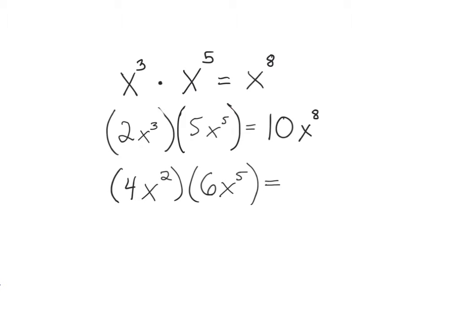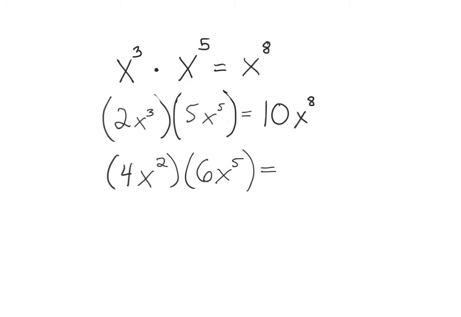Try this one on your own. The answer here is 24x to the seventh, because the coefficients multiplied, 4 times 6 gives you 24, and x squared times x to the fifth gives you x to the seventh, because you add those exponents.